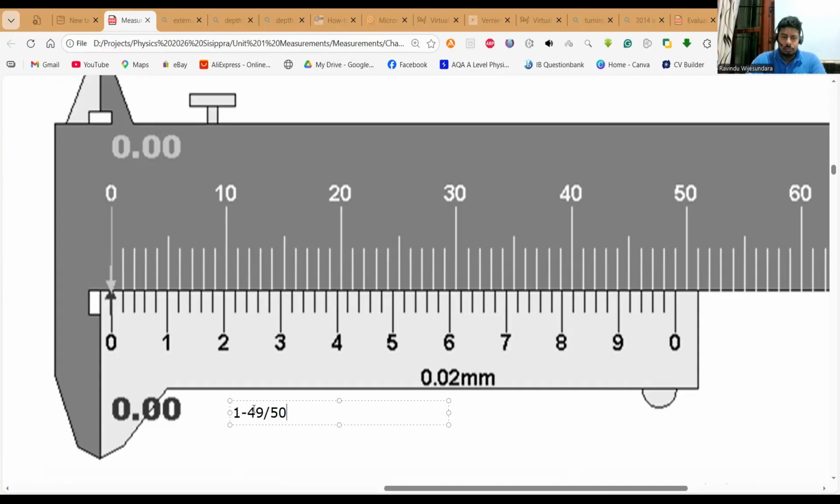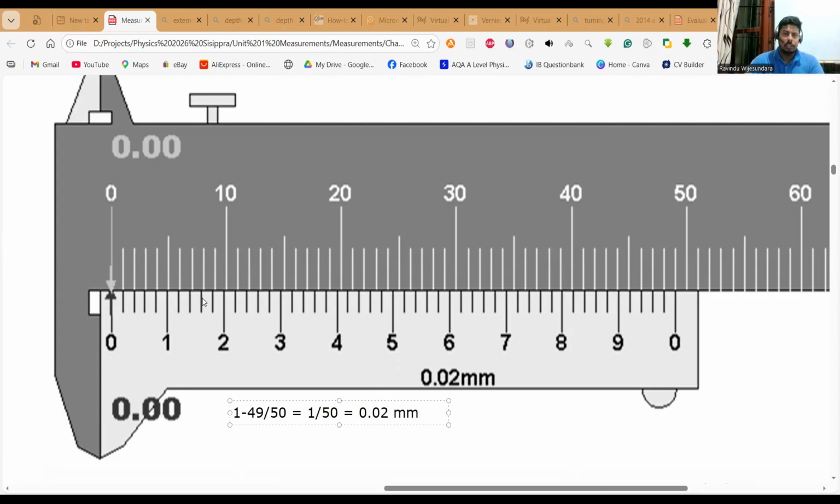So the distance between two vernier divisions is 49 divided by 50. Then you have to subtract that amount from the 1 millimeter. So you take the common base, it will be 50 minus 49 divided by 50, which will finally give you 1 over 50. So that is equal to 0.02 millimeters. It is actually given in the diagram also. So this is the least count of this vernier scale, right?